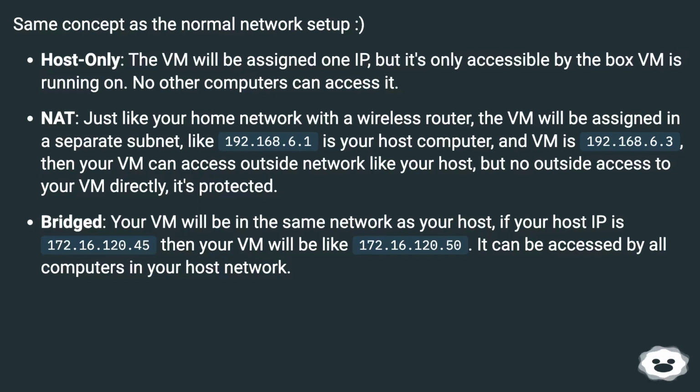NAT: just like your home network with a wireless router, the VM will be assigned to a separate subnet, like 192.168.6.1 is your host computer, and the VM is 192.168.6.3. Then your VM can access the outside network like your host, but there is no outside access to your VM directly. It's protected.